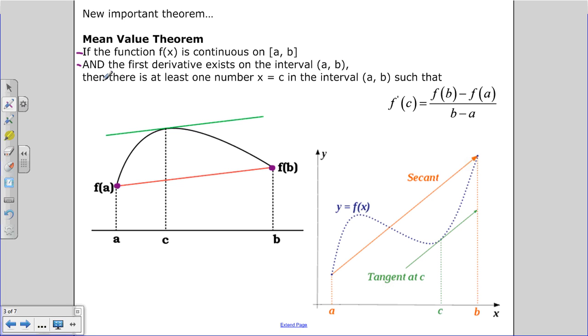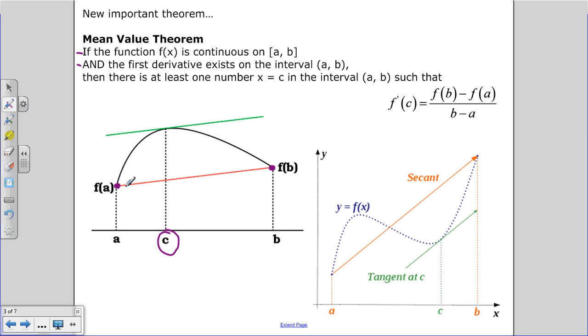So the conclusion to this, if we know that the function is continuous and that the slope exists everywhere, our conclusion is that there's at least one number c between a and b, just like before, c value or x value between a and b, such that the slope at c on your function, so your slope of your tangent line, is equal to f of b minus f of a over b minus a, which is your average rate of change, which is slope of a line, which is the slope of the secant line.